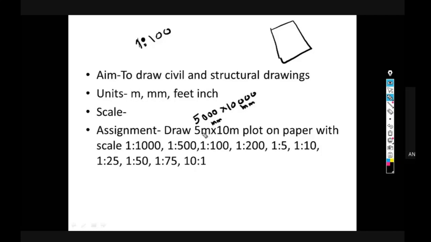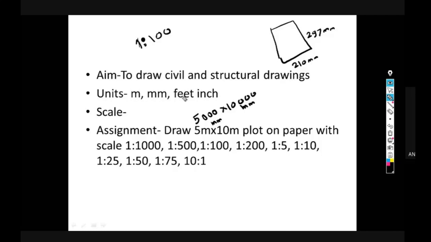So this plot is always on the site. Can I fit 5,000 mm on 210 mm? No, sir. The paper is 210 by 297 mm. I cannot fit this, right? That means I need to scale it down, right? Yes, sir. So I have to divide that dimension.